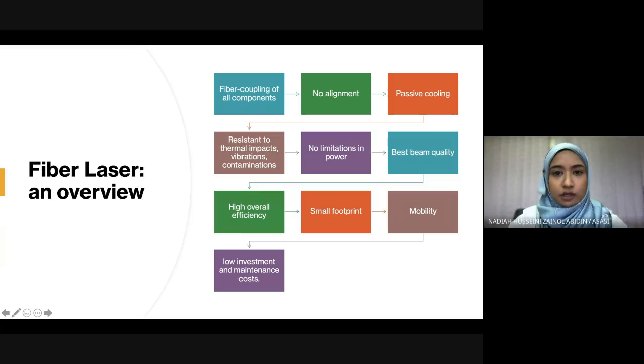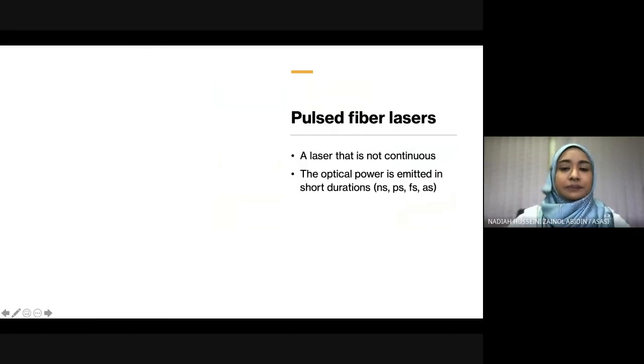So far, we have talked about continuous wave fiber lasers. If the continuous wave fiber laser is so great, it emits laser continuously, there is no break in time, and it's pretty easy to make, right? So why do we want this pulse fiber laser? What is a pulse fiber laser, and what is the motivation to have a pulse fiber laser? Okay, so a pulse fiber laser is a laser that is not continuous. That's easy, right? It means that there is a break in time in the emission.